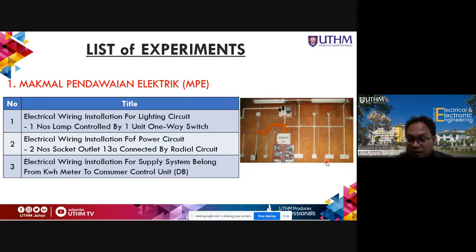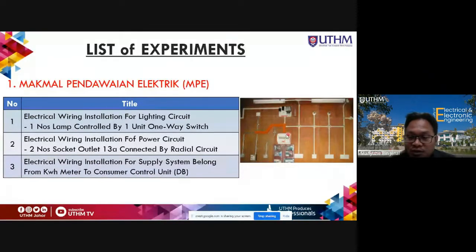this part only will be put in exercise number two. The power circuit: we have two socket outlets over here, isn't it? And then, for example, let's say we have a bulb, and from there we can check your circuit whether it is working or not. Then we have a thicker wiring installation for the supply system from the kilowatt hour meter to the consumer control unit or DB. This is what I mentioned earlier.